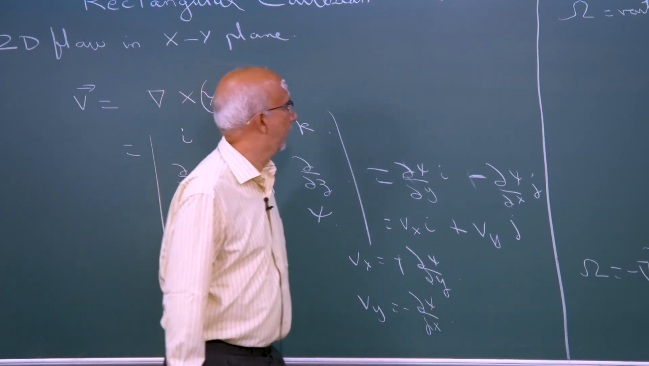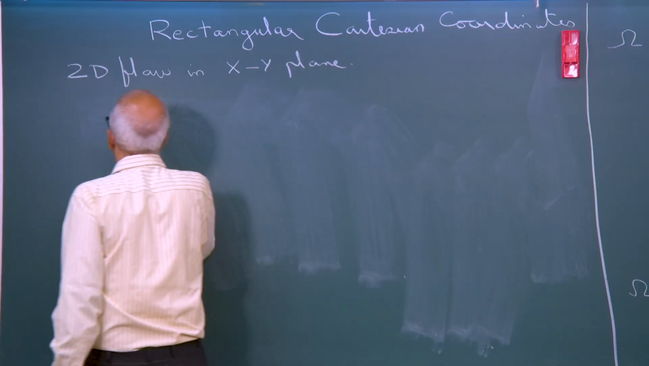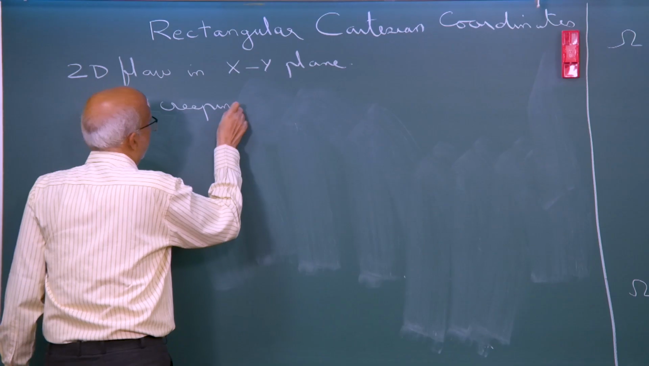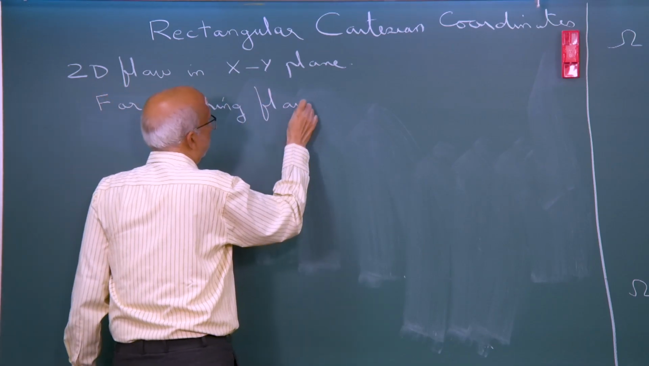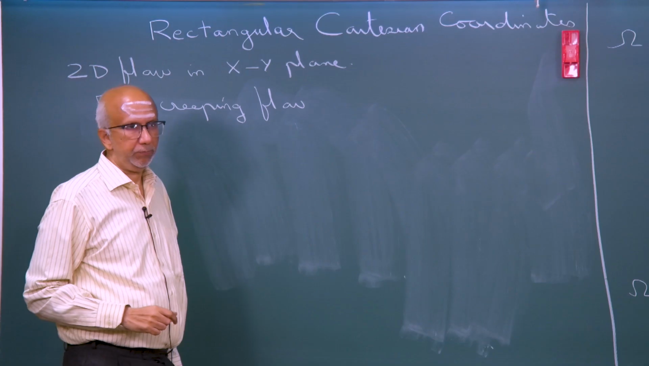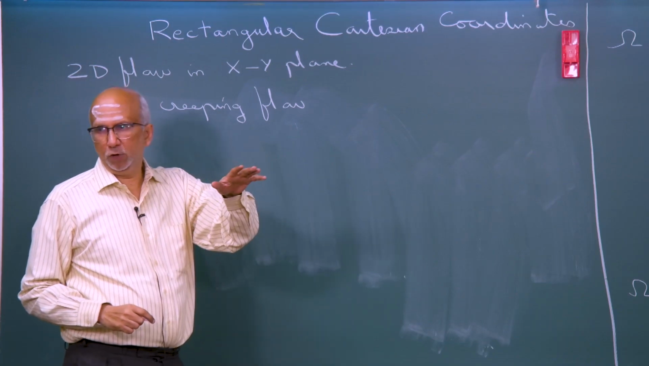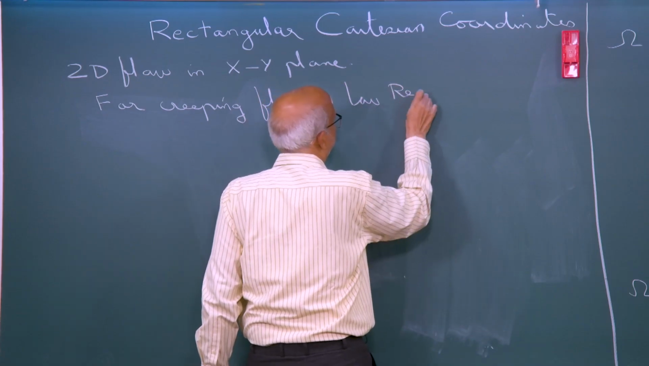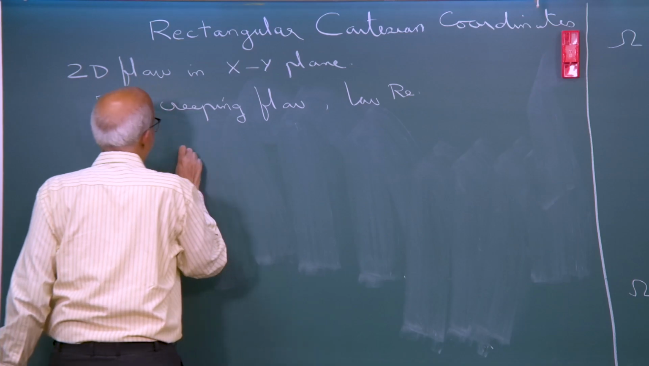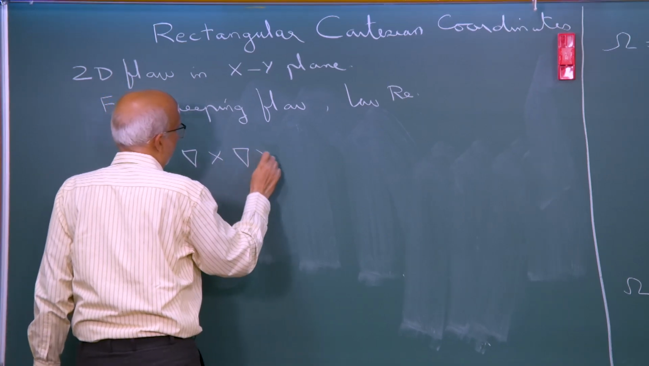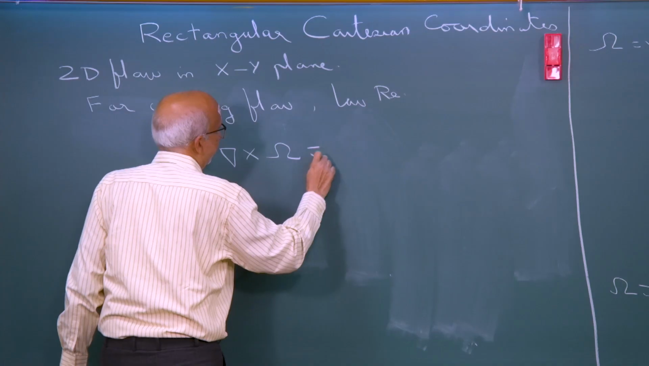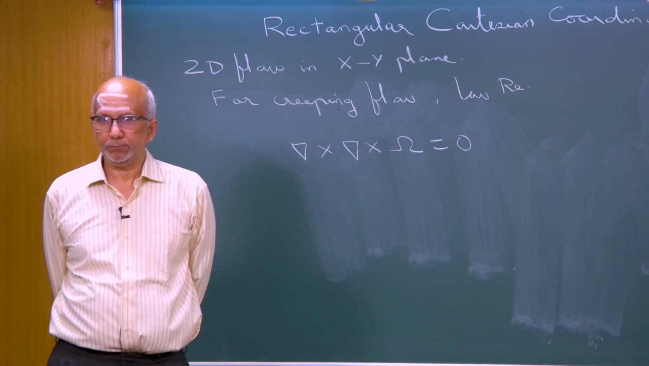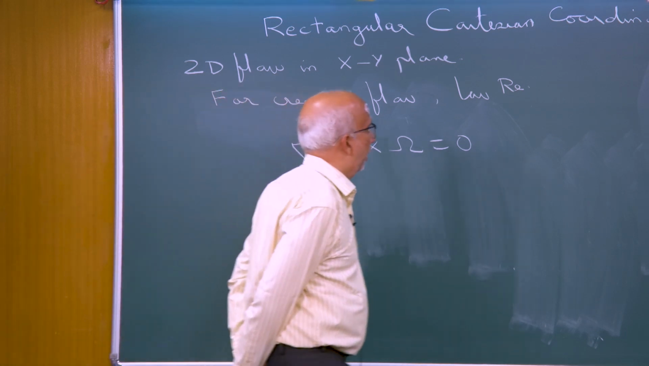Okay. Now, for creeping flow, which means very low Reynolds numbers, in 2D flows you will have curl of omega is 0. This is a condition.